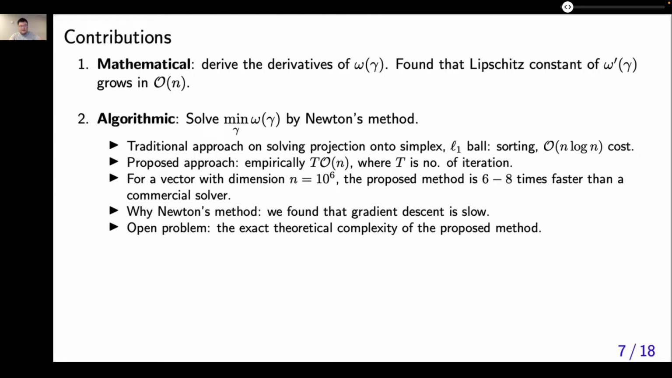the traditional approach to solving the projection problem will try to solve omega prime equal to 0 by sorting, which has very high cost. But if we solve it by Newton's method, the per iteration cost is just O(n), and assuming there are T iterations, the whole cost will be just O(Tn). And we found empirically that if n is very big, the proposed method is very fast.